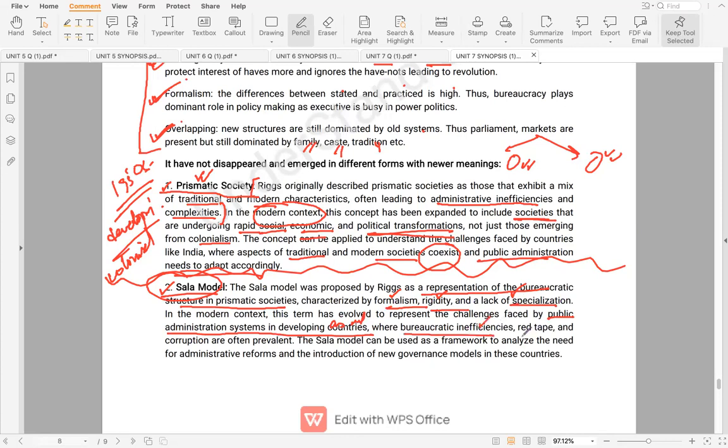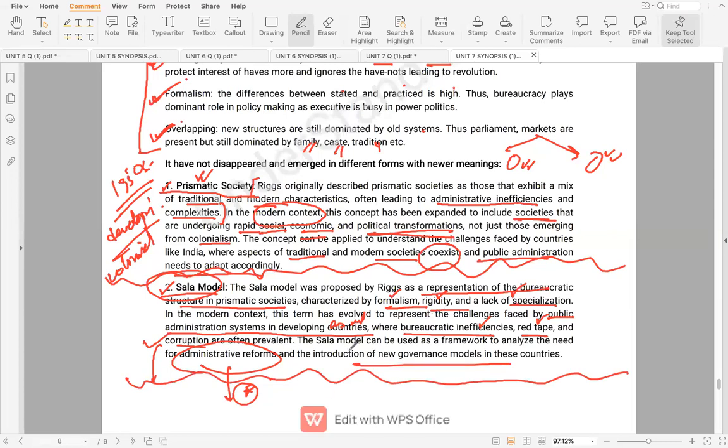ब्यूरोक्रेटिक इनएफिशिएंसीज है, रेडटेपिज्म है, करप्शन है, नेपोटिज्म है, फेवरेटिज्म है, ठीक है, abuse of power है, misuse of authority है, ये सब है। The Sala model can be used as a framework to analyze the need for administrative reforms. You can also link it to the need for administrative reforms and the introduction of new governance models in these countries. Yes, ये समझ में आ रहा है ना?